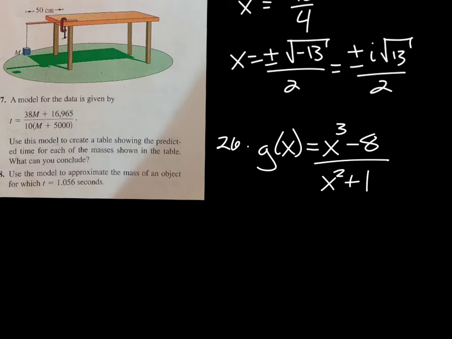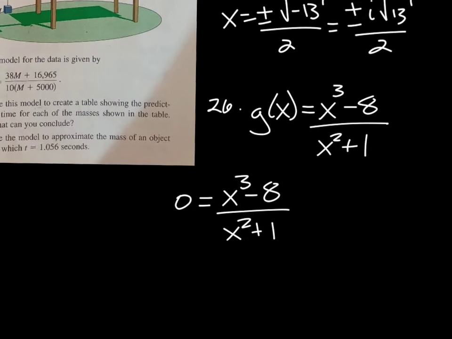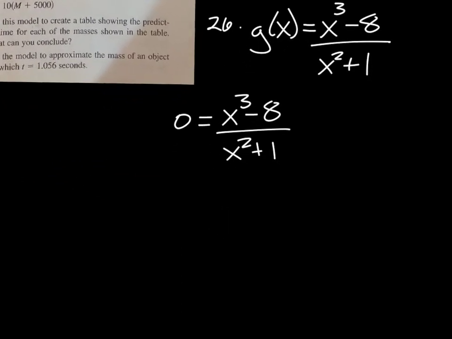Okay, so again, we're looking for the zeros, so same process: set the y value equal to 0. That's what is true about any x-intercept. I'm going to use the same idea as I did in the previous example and just multiply by x squared plus 1. Of course, anything times 0 is 0. So then we're down to x cubed minus 8.